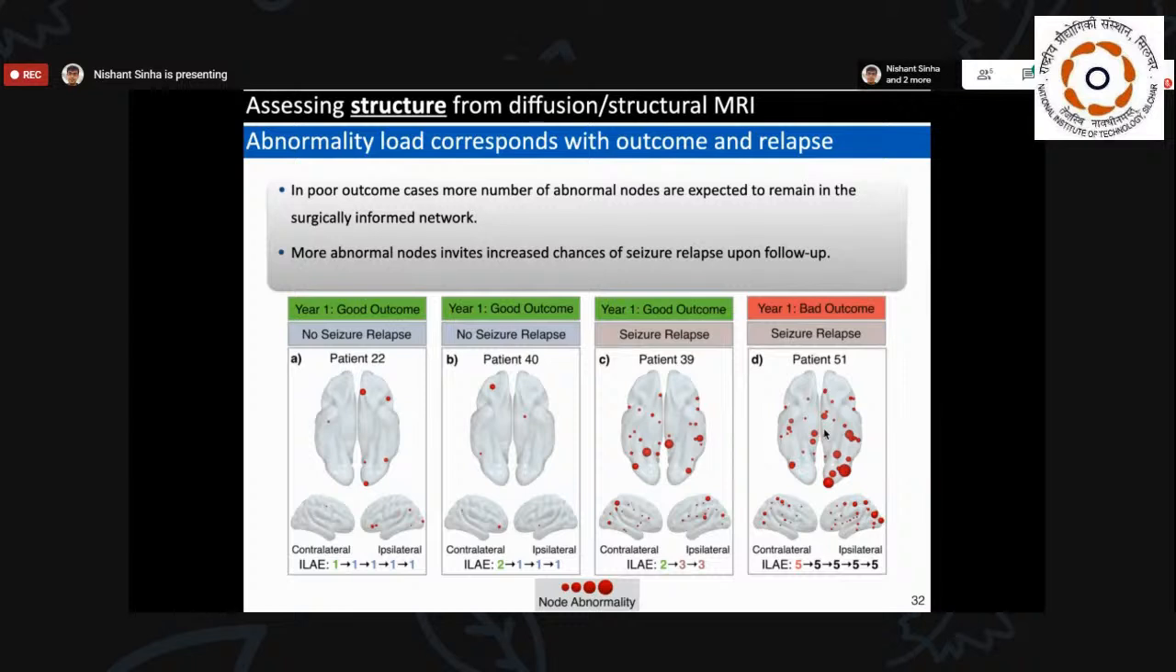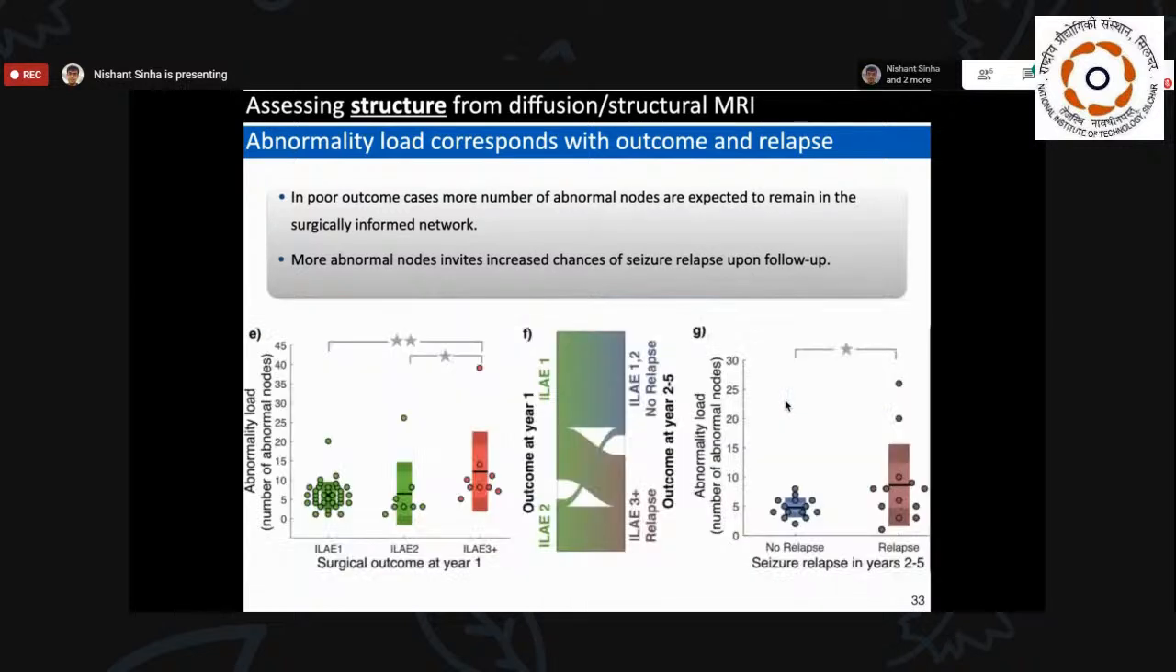So we see that the abnormality load, or the total number of abnormal nodes in the brain, is associated with the surgical outcomes and seizure relapse. And this is not just valid for these four patients. We test it statistically in the entire cohort, and we see that patients who have a poor surgical outcome have a significantly higher abnormality load than patients who had good surgical outcomes.